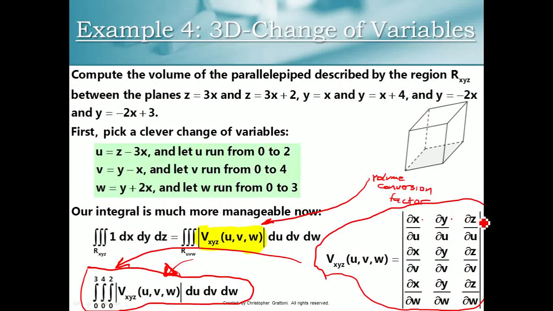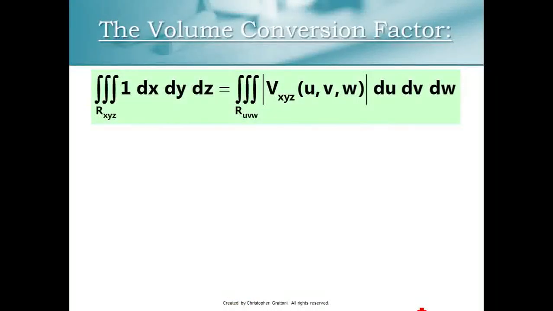dx, dy, now dz, du, dv, now dw. So after y comes z, after v comes w. So your volume conversion factor is going to work the exact same way. I would recommend that you practice taking determinants of 3 by 3 matrices, because if you don't, well, it won't end well, right? But you'll get lots of practice on the lit sheet and stuff doing that.